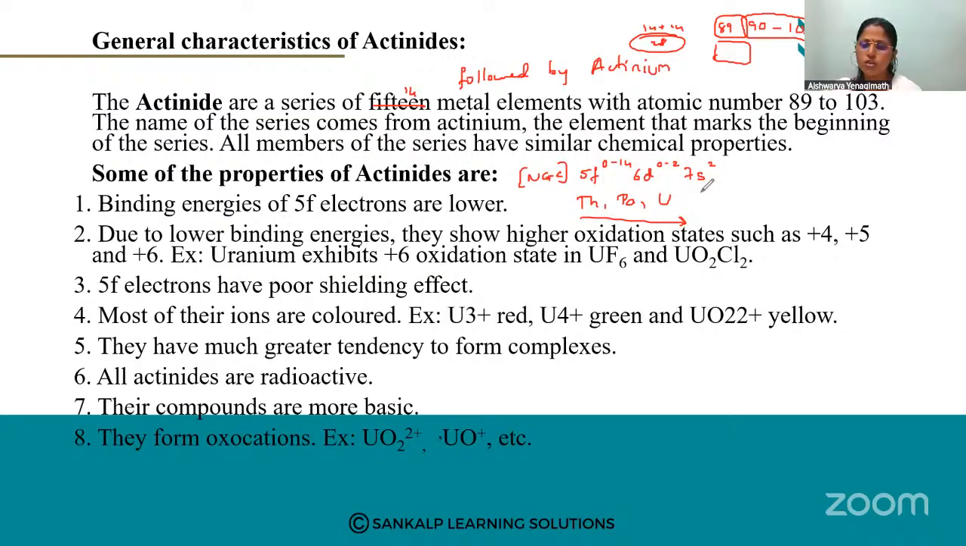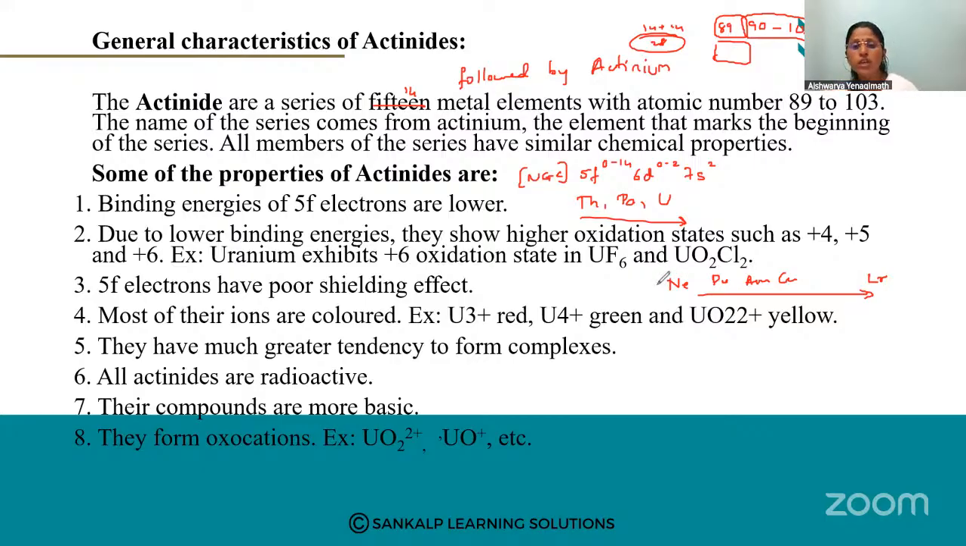On the other hand, if you see the next elements, the later elements followed by uranium, they are called transuranic elements. Elements which come after uranium are called transuranic elements. These include neptunium, plutonium, americium, curium, up to the last element, lawrencium. These are all called transuranic elements. They are not naturally occurring. They are man-made and are obtained by nuclear transmutations.